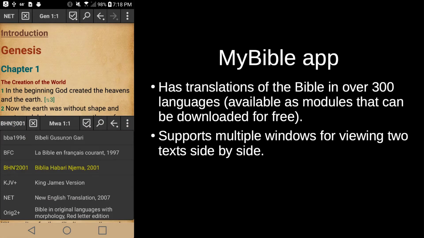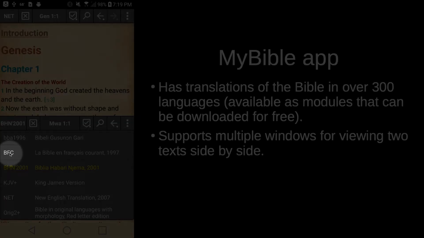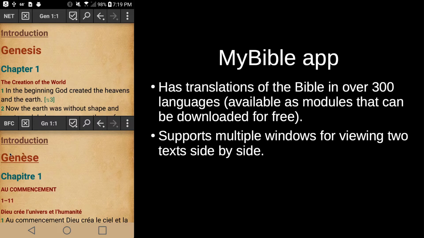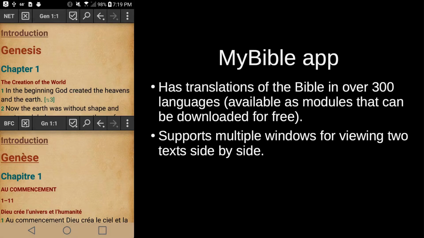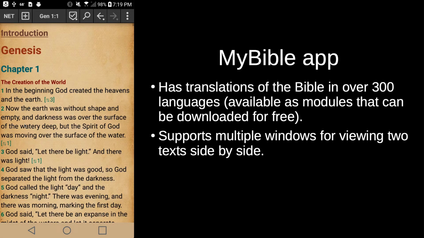or tap on that BHN, and I could then say let's pull up the French Bible. Tap here on the BFC, and now I have the French Bible. So English on top, French on the bottom. So the multiple window support is really handy. To close this second window, I can just tap on this X, and that takes me out of the second window, just back to the first window.